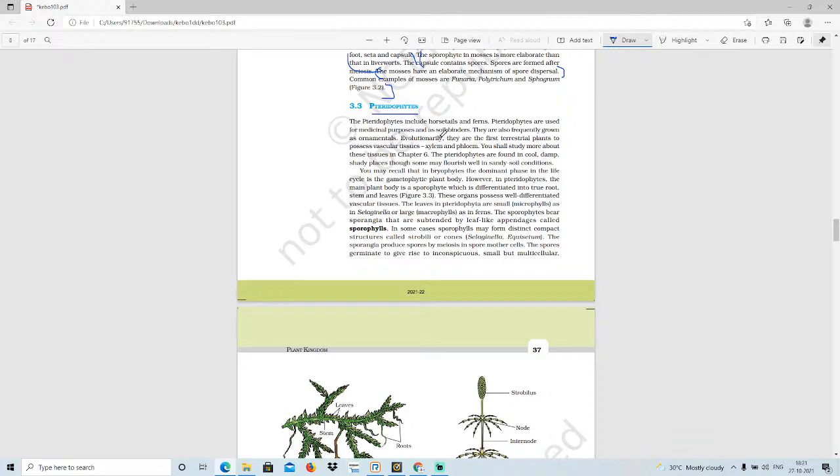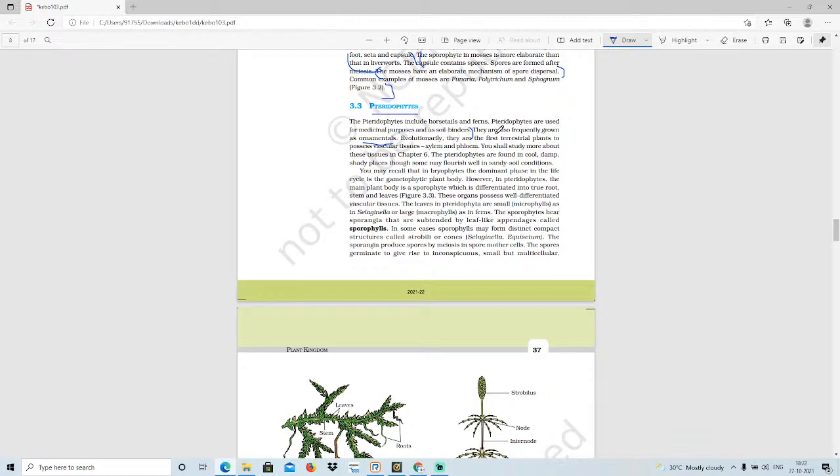So this means that, like bryophytes, pteridophytes also prevent soil erosion. Okay, so they're also frequently known as ornamentals. Ornamental in the sense for beauty purposes, to decorate and everything. And evolutionarily, they are the first terrestrial plants to possess vascular tissues.